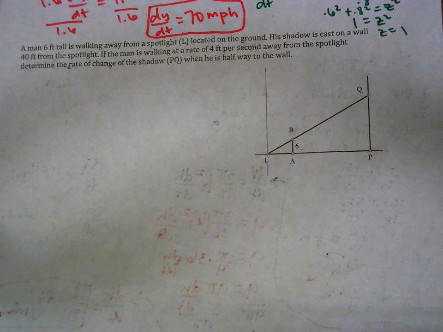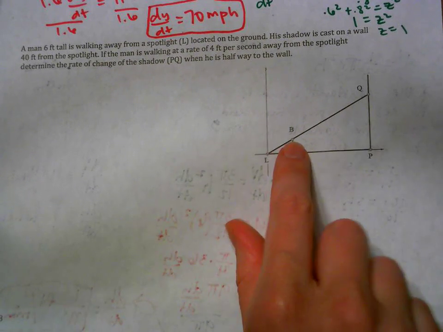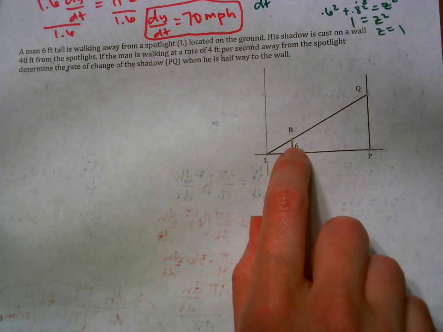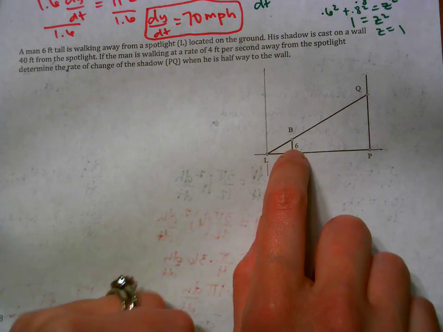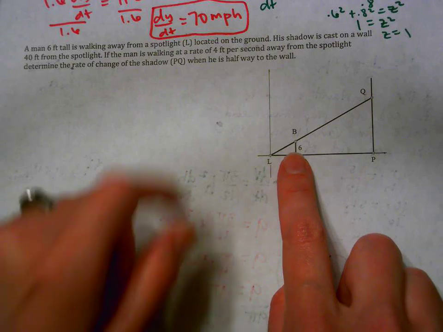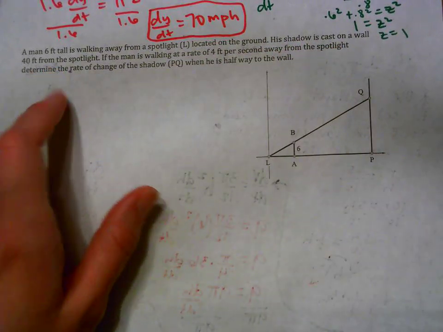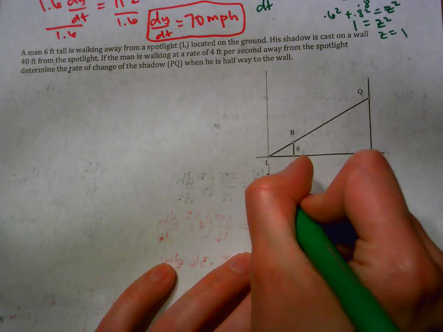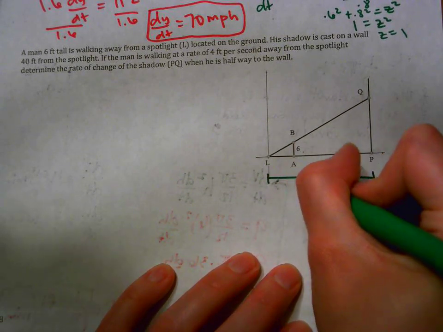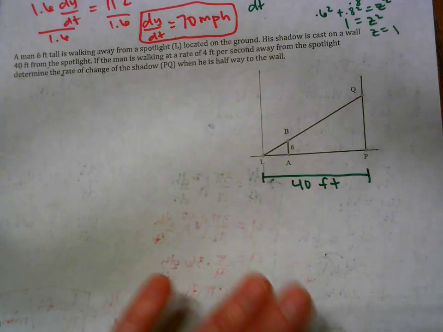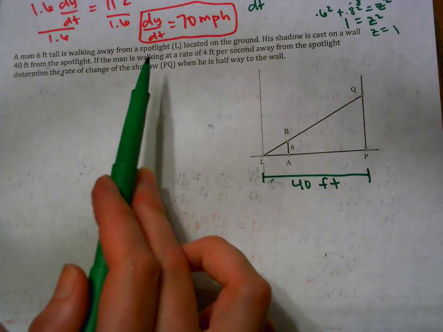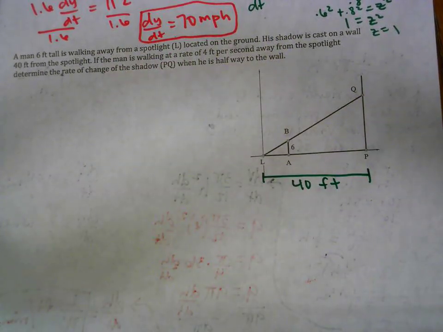Okay, so let's go through and label this. It says, well, they already have this man is 6 feet tall. He's not changing height, so that's a constant. You can put it in your picture. Now, it says his shadow is cast on a wall 40 feet from the spotlight. So this distance is 40 feet, and that's not changing over time. So if the man is walking at a rate of 4 feet per second, so what would that be? So maybe we should get some letters in here before we start talking.